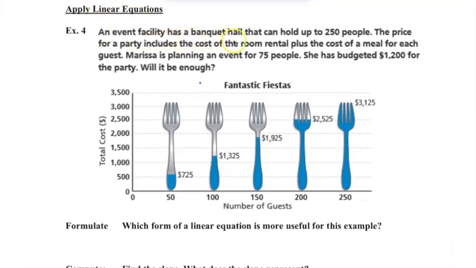An event facility has a banquet hall that can hold up to 250 people. The price for a party includes the cost of the room rental plus the cost of a meal for each guest. Marissa is planning an event for 75 people. She has budgeted $1,200 for the party. Will it be enough? So this is the information they gave us.